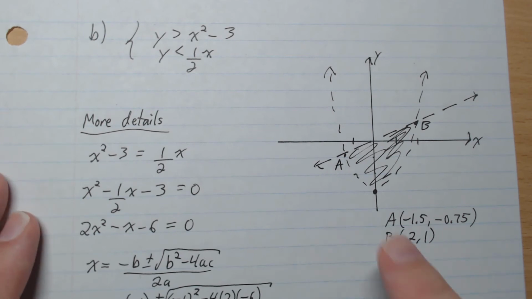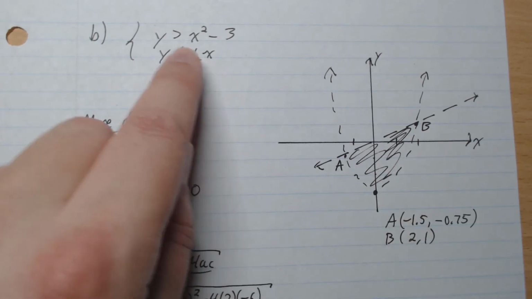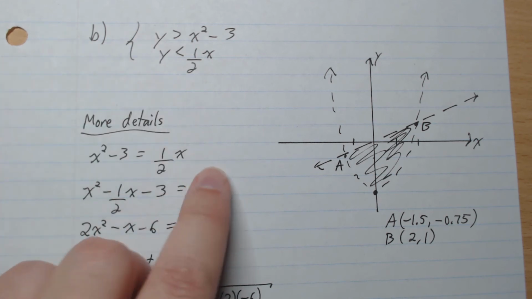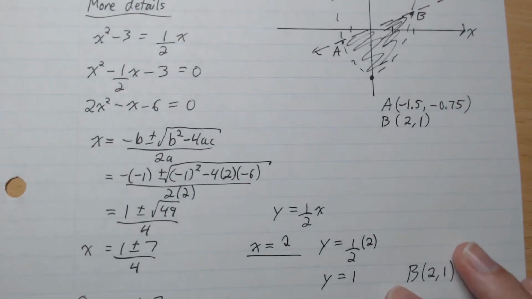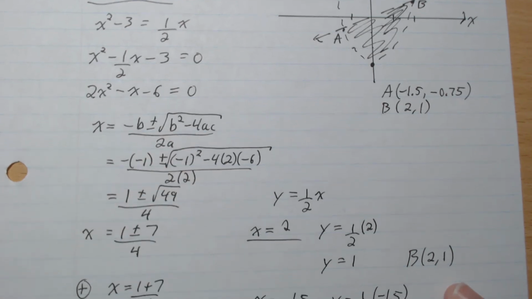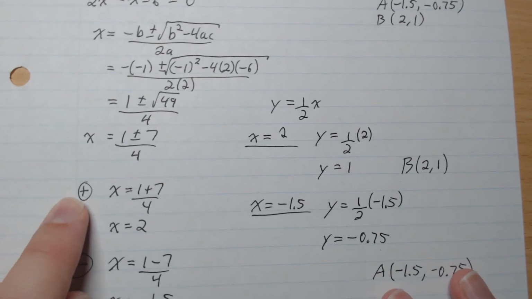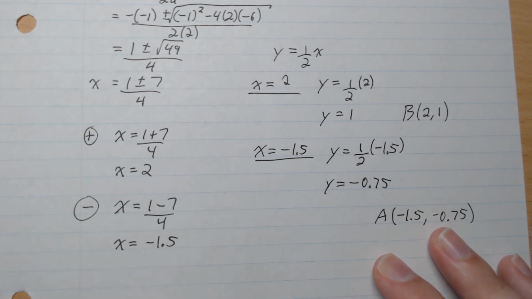So we're going to do more details, intersection points A and B. So we're going to substitute this into here. So we get x squared minus 3 equals half x. Put it all on one side, times 2 to both sides to get rid of the half. We're going to plug this into our quadratic formula, and we get 1 plus or minus 7 over 4. If it's plus, we get x equals 2. If it's minus, we get negative 1.5, like that.